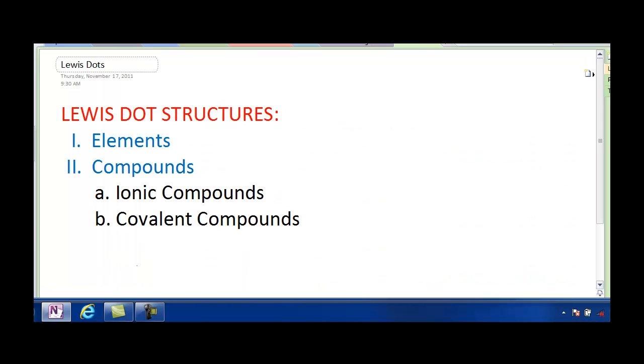Then we move to Lewis dots of compounds. And in compounds, we first recognize whether the compound is ionic or whether the compound is covalent. And if it is ionic, like NaCl, we do a Lewis dot structure in a totally different manner than if the compound is covalent, like CH4.